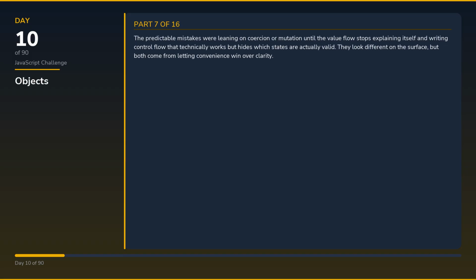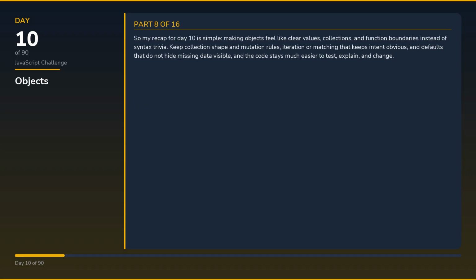The predictable mistakes were leaning on coercion or mutation until the value flow stops explaining itself, and writing control flow that technically works but hides which states are actually valid. They look different on the surface, but both come from letting convenience win over clarity.